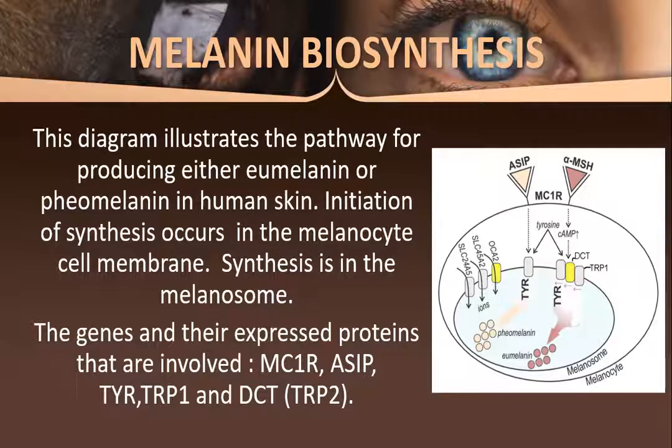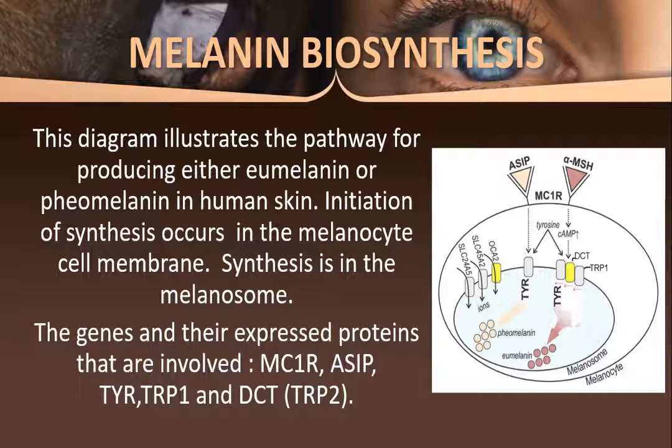observe the word MSH, alpha MSH. What is MSH? MSH is actually melanocyte stimulating hormone. Okay, so MSH binds with the receptor, which is MC1R. These receptors are present on the melanocyte surface. So keep in mind, MC1 receptors are present on the melanocyte surface. So MSH binds with the MC1R receptor, and then after binding with the receptor, the whole cascade, the whole pathway gets activated.